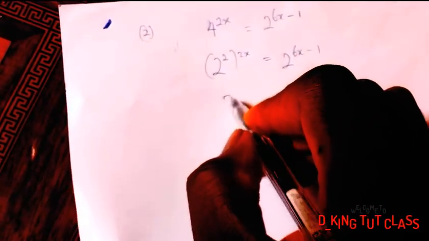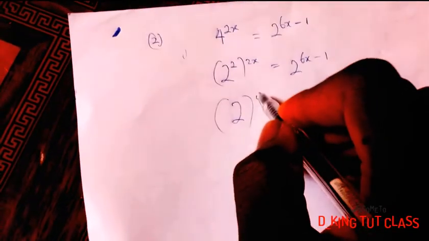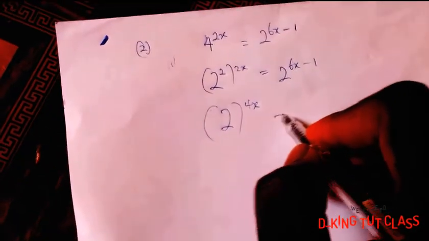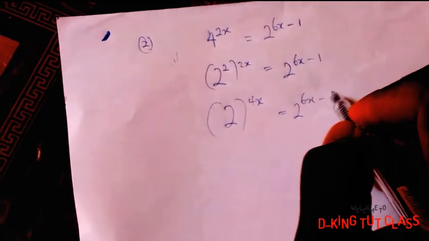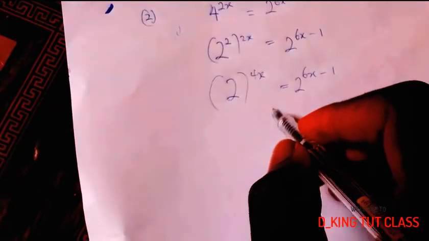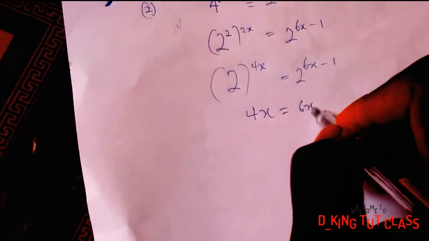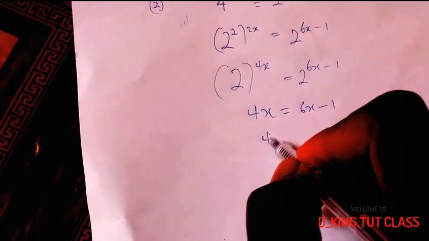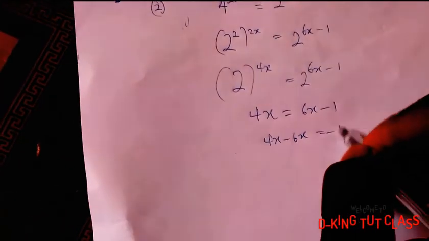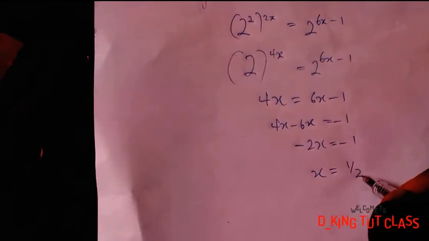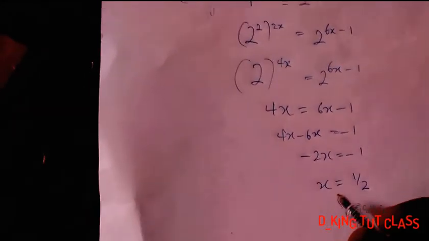Now, on expanding, I'm going to have that as 2 all raised power 4x, where applying one of our laws of indices, 2 times 2 is 4, equals 2 raised power 6x minus 1. Now, of which I have the same base, I can have it as 4x equals 6x minus 1. On solving, bring 6x to this side, I'm going to have it as 4x minus 6x equals minus 1. So I'm left with minus 2x equals minus 1, of which my x equals 1 over 2. Now, that's the value of my x.